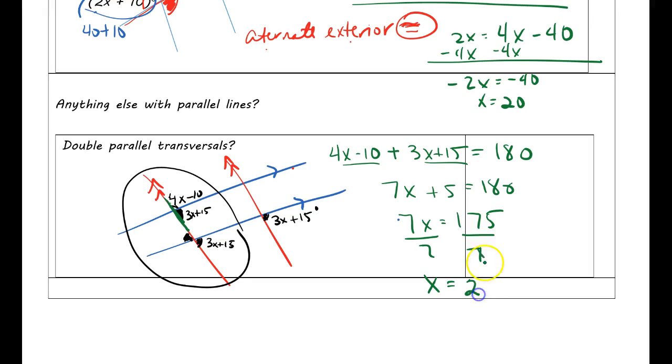7 goes into 17 twice, with a remainder of, let's see, 4, 3, 35. Oh my gosh, is it possible? It is possible. It goes in there evenly. Hallelujah. So x is 25, and if x is 25, that's great, but what are the angles? Well, for this one, I would plug in the 25 here and get 75 plus 15. What is that? 75 plus 15. Is that 90? Okay, so that one ends up being 90 degrees.